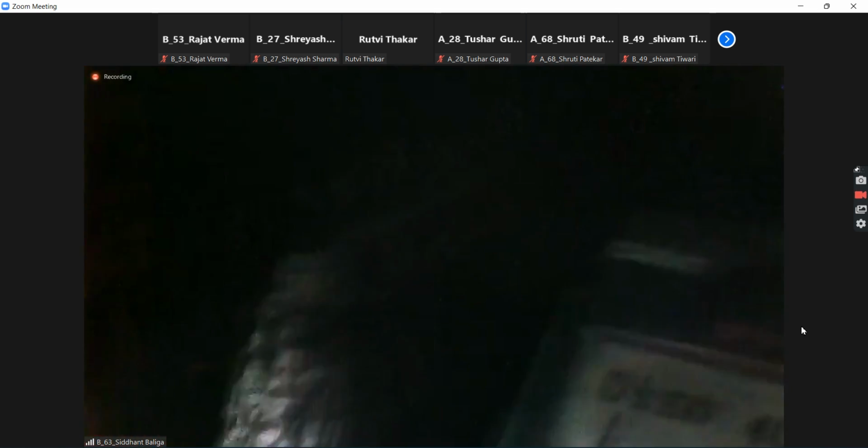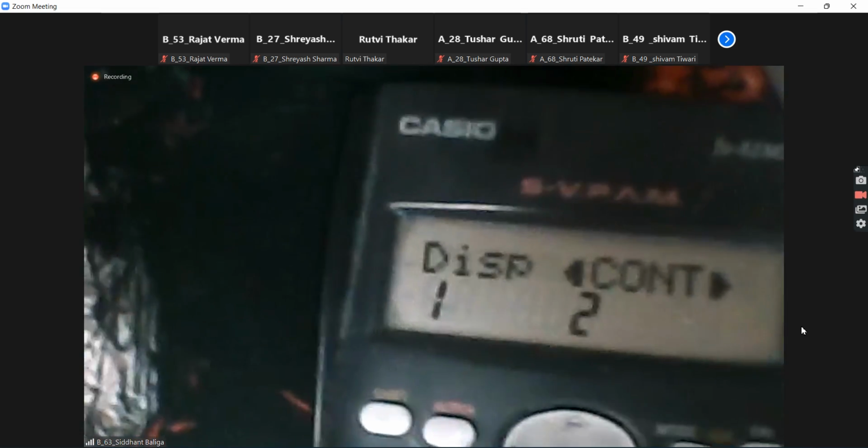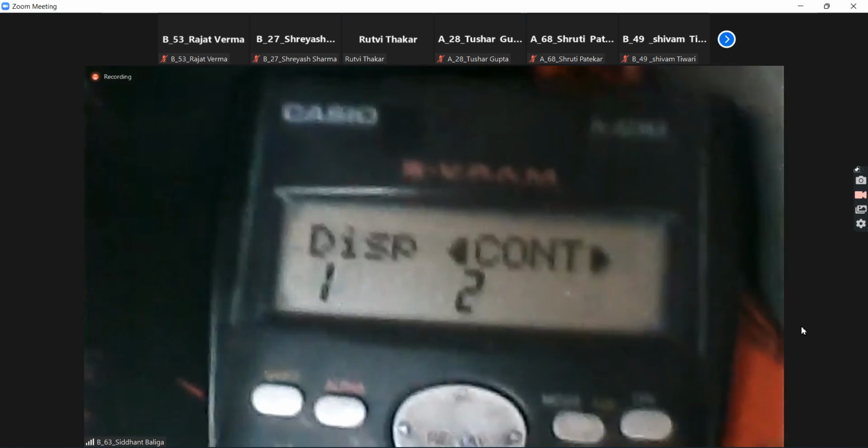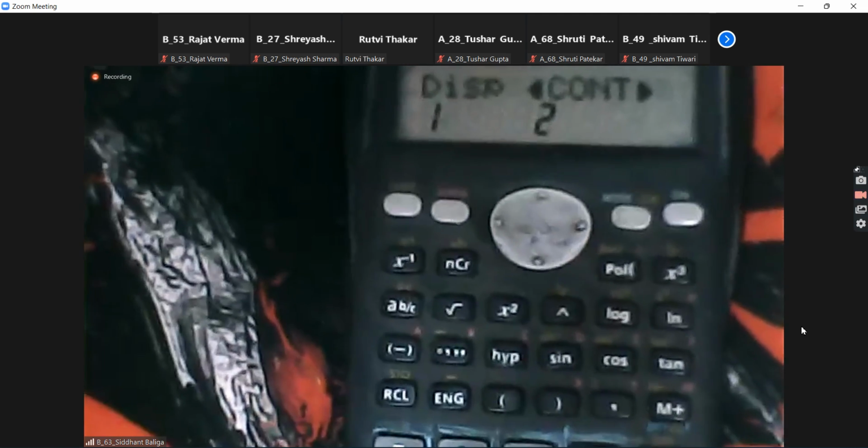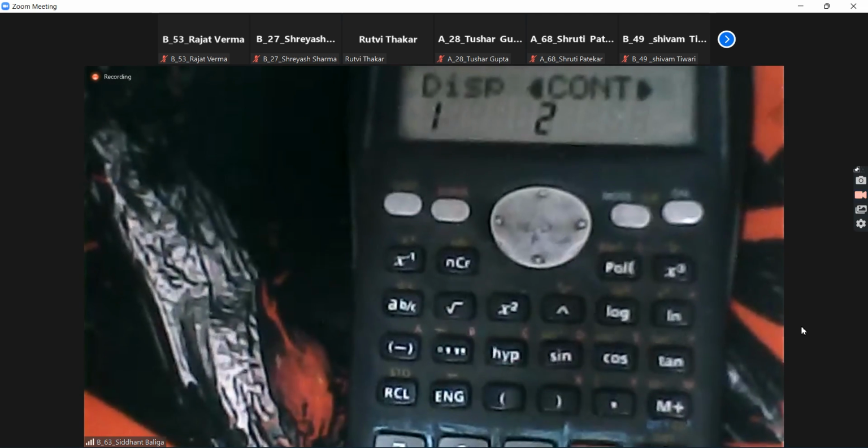the user manual where it is shown. But miss, this is the FX82MS. Is it supposed to have the base function? Okay, just show me the whole thing. The keypad mode. Don't turn it. Okay, miss. Okay, this is way older than 991.